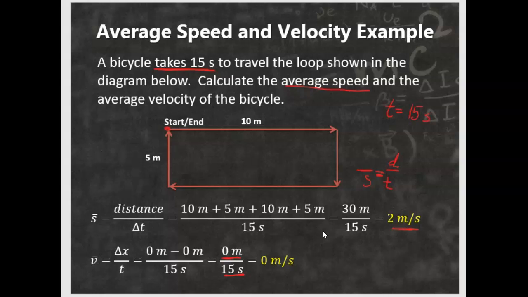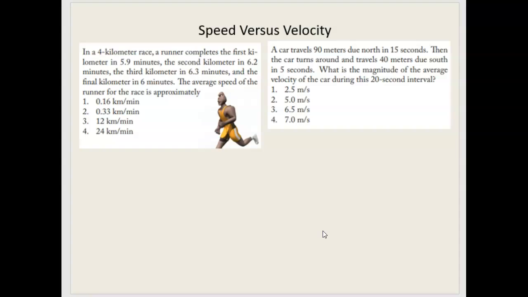Let's do a couple quick examples. Okay, speed versus velocity. Let's read this first problem. A 4-kilometer race. So this guy is going to be running for 4 kilometers. That's 4,000 meters. The runner completes the first kilometer in 5.9 minutes.